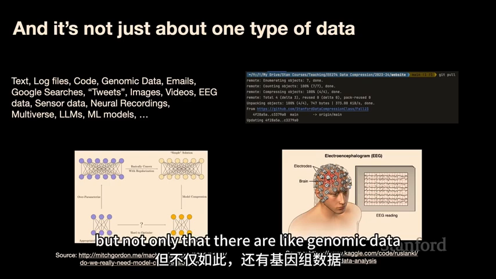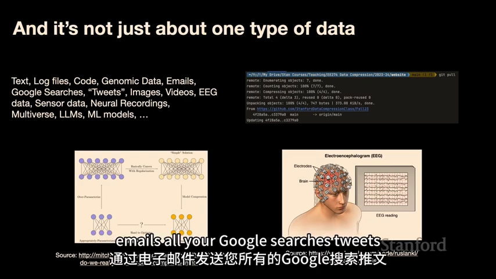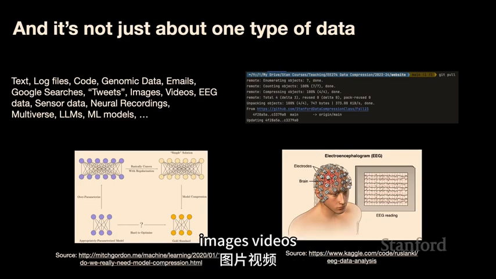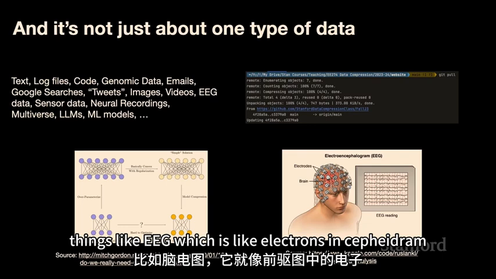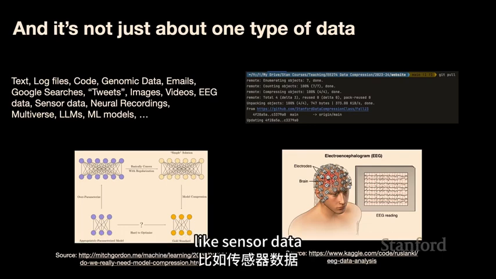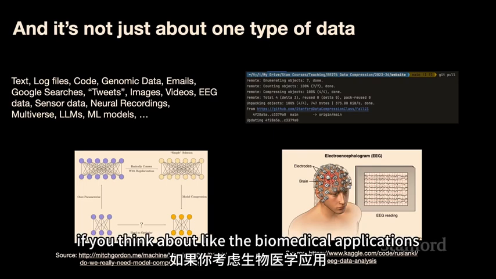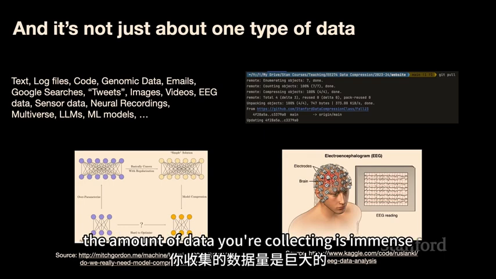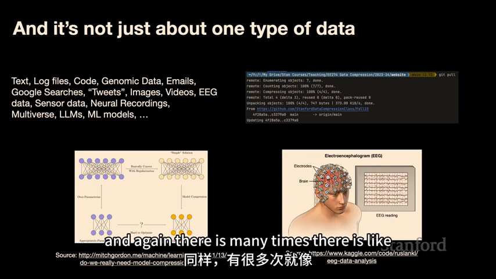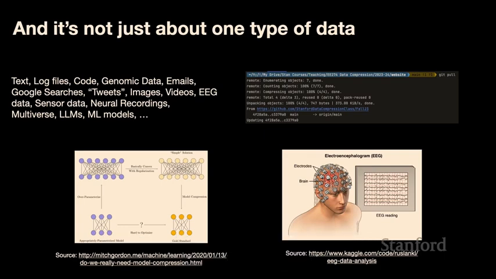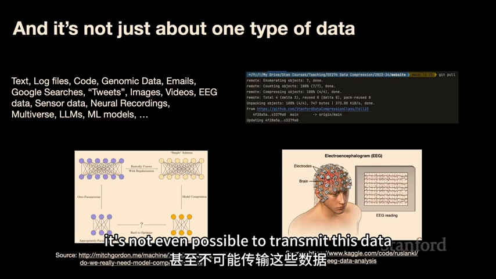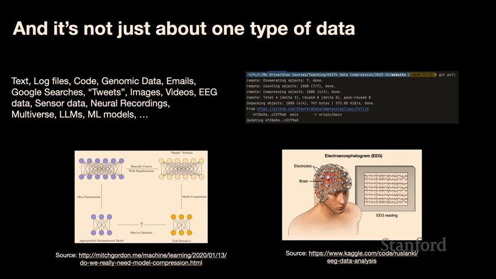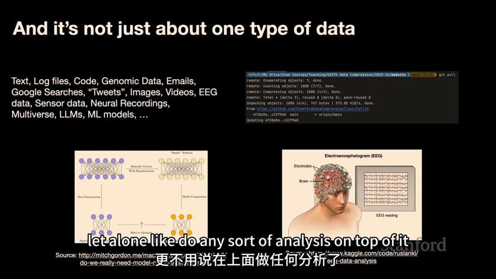But not only that, there is genomic data, emails, all your Google searches, tweets, images, videos, things like EEG, which is electroencephalogram sensor data. If you think about biomedical applications, the amount of data you are collecting is immense. And again, many times it's not even possible to transmit this data, collect this data, let alone do any sort of analysis on top of it.